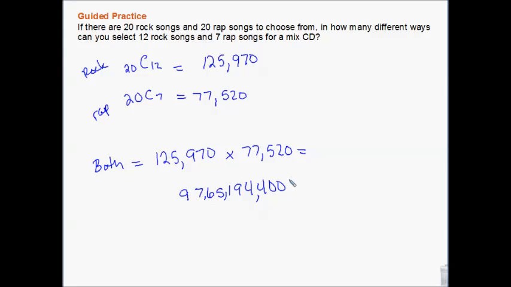Oops, wait, hold on. I put a comma. I think I got it. 97,651,194,400 different mixed CDs you could make with these 40 songs, picking 7 rap and 12 rock.